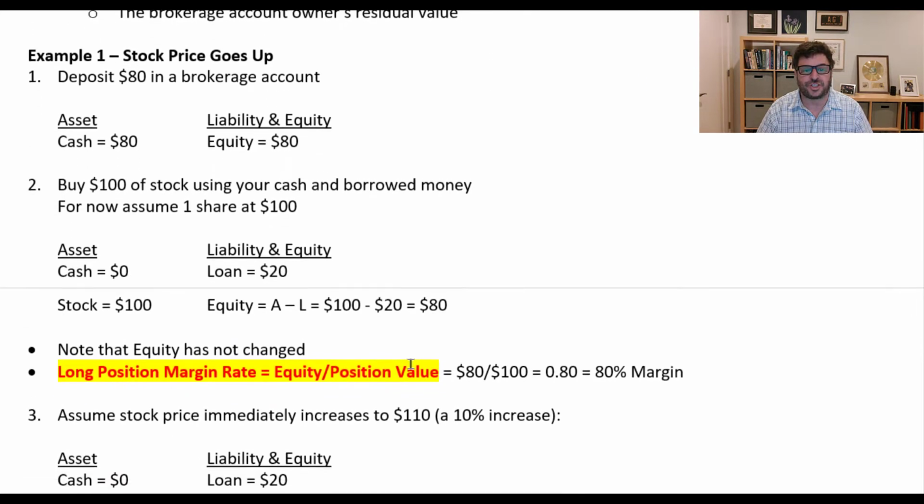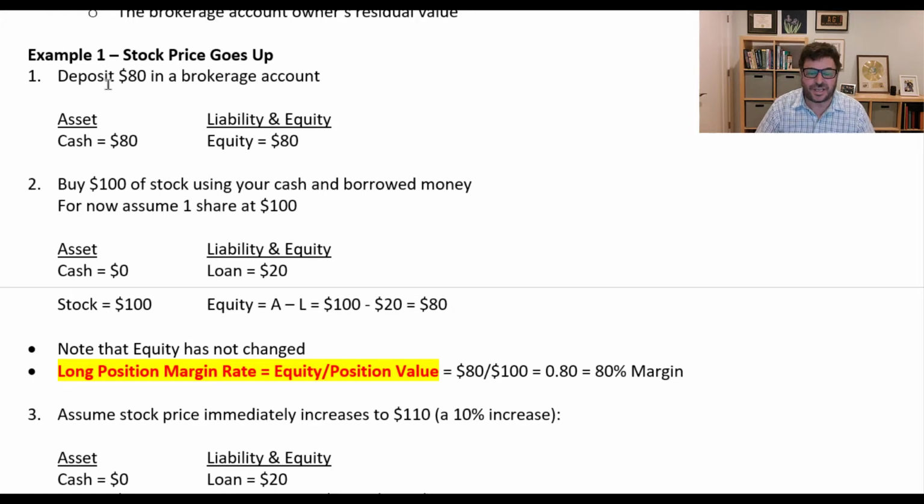So here's our first example. Our very first example is that we're going to deposit $80 in a brokerage account. And for now, we're just going to do a single stock, make it nice and simple. So I'm going to put $80 in cash in a brokerage account, and so there's $80 in cash. That's the asset that's in the account. And as for the liability and the equity, well, there are no liabilities. The residual value of the account is the $80, which just happens to be offsetting this cash of $80.